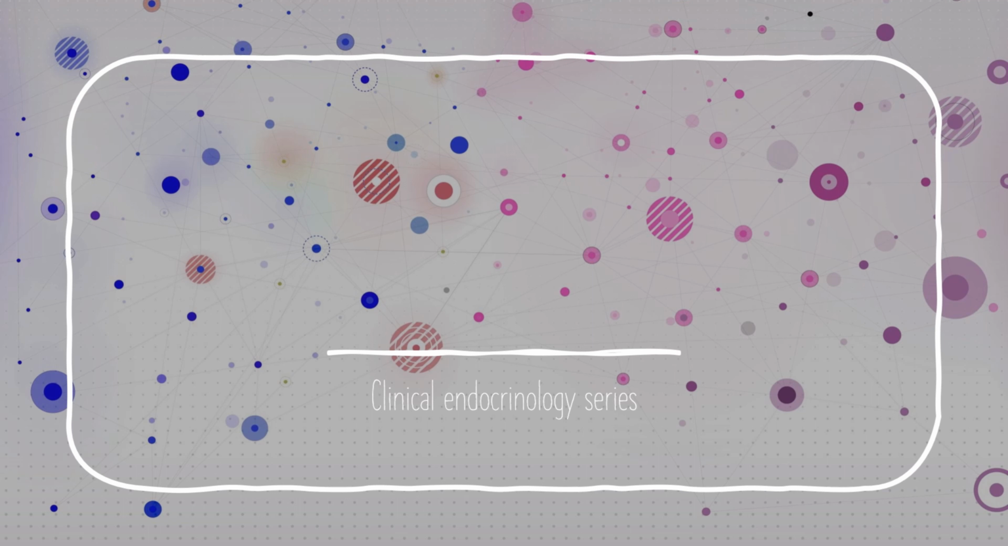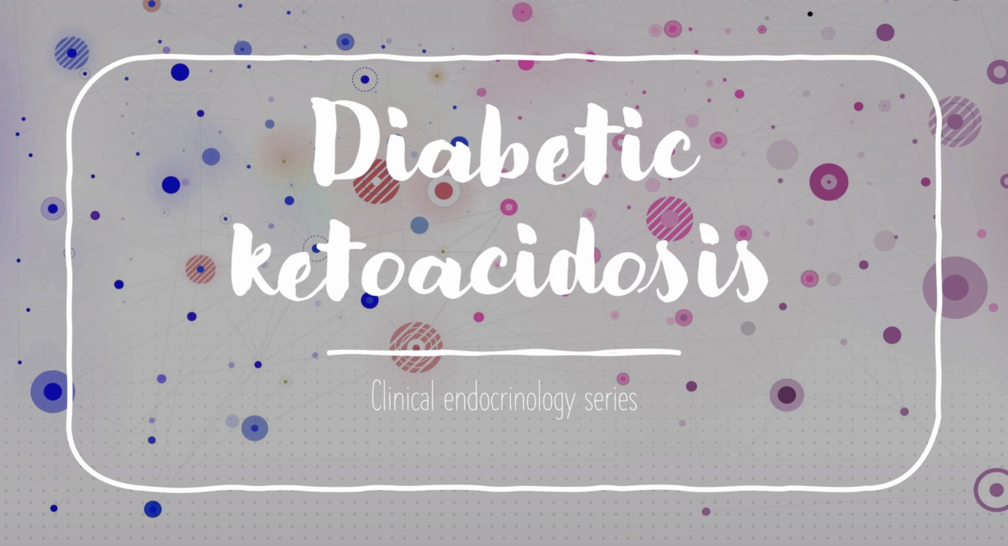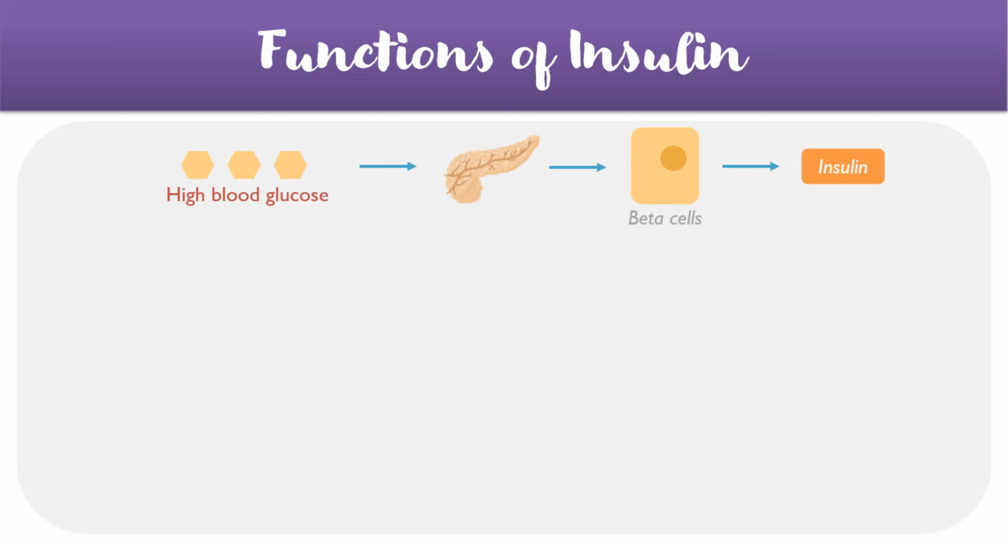Today we're going to be taking a look at diabetic ketoacidosis, which is a medical emergency that can be seen in diabetic patients. Before moving directly to diabetic ketoacidosis, it's important to understand the functions of insulin first. So if you remember, what normally happens is that when we have high levels of blood glucose, it triggers the pancreas, and more specifically, the beta cells of the pancreas, to start secreting insulin. And this insulin can help to reduce blood glucose via two main mechanisms.